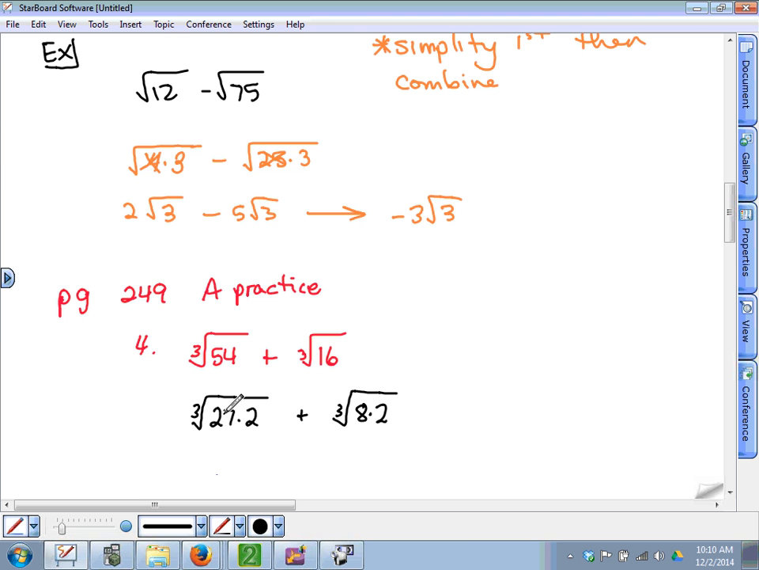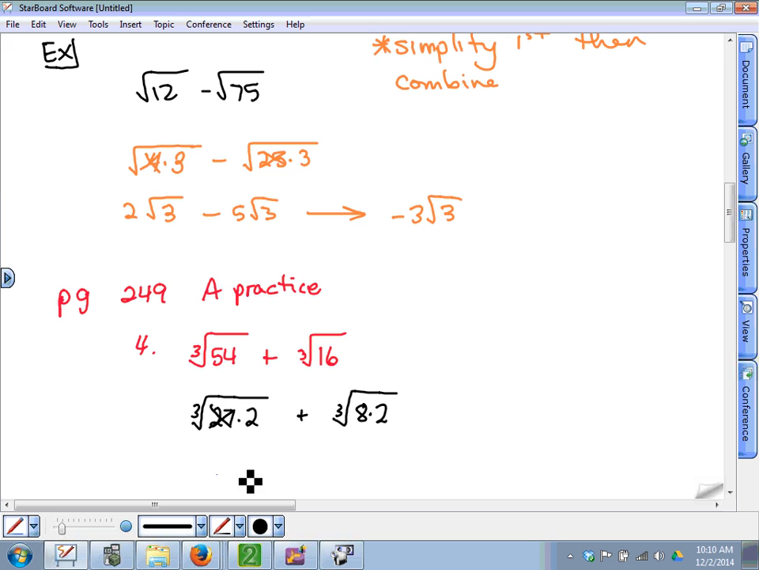54 has to be broken up into 27 times 2, not 9 times 6. It's got to be 27 times 2. Why 27? Because 27 is a perfect cube. We're dealing with cube roots, not square roots. And then the 16. Yeah, 16 is a perfect square. That's great, but it's not a perfect cube. 8's a perfect cube. And 8 goes into 16 twice. So you split 16 up into 8 times 2.